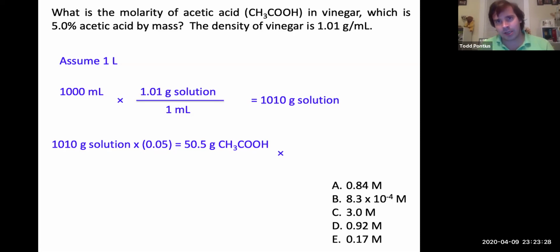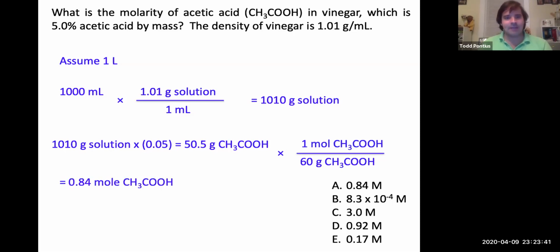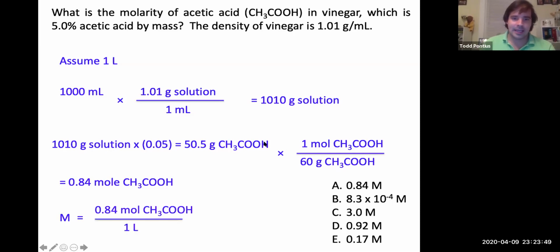Okay, so now what are we trying to find here? We're trying to find molarity, moles per liter. We already know liters because we're arbitrarily choosing 1. That's the reason why we chose 1. We need to convert this into moles. There are 60 grams of CH3COOH in 1 mole, and this ends up being 0.84 moles of acetic acid. So because we chose a nice round number to begin with, molarity is moles over liters, and we end up getting 0.84 molar CH3COOH.